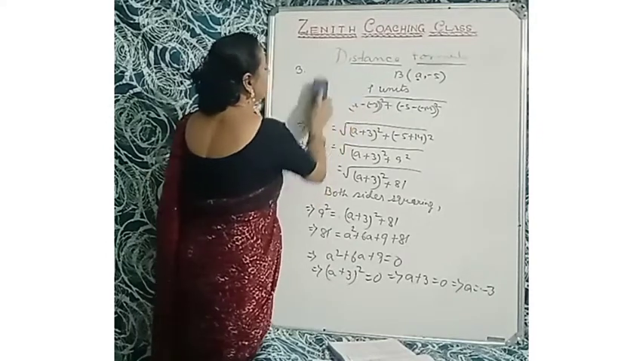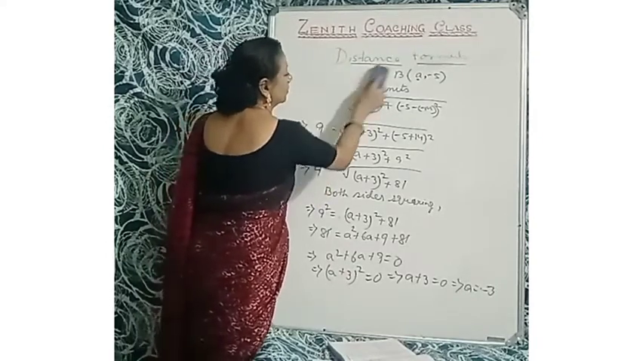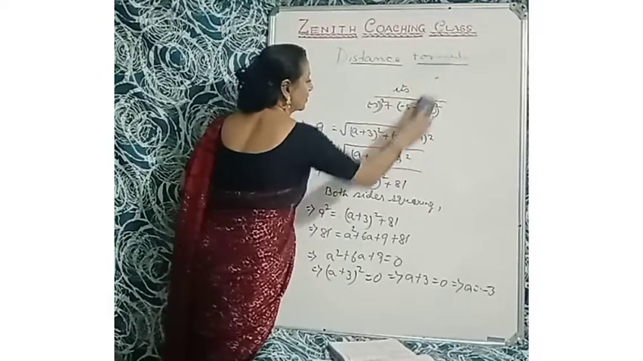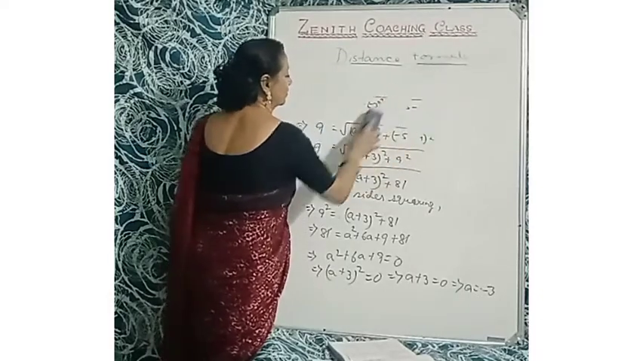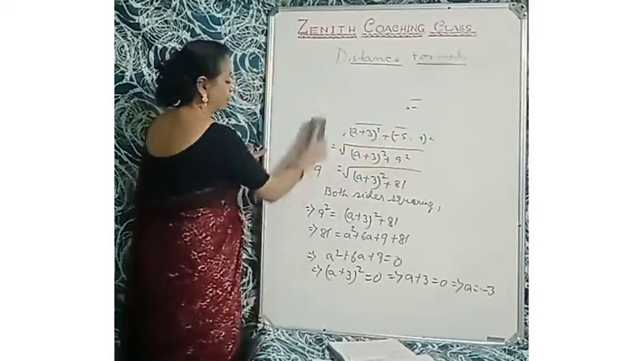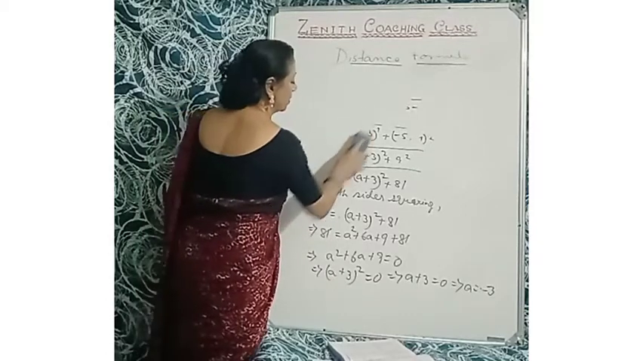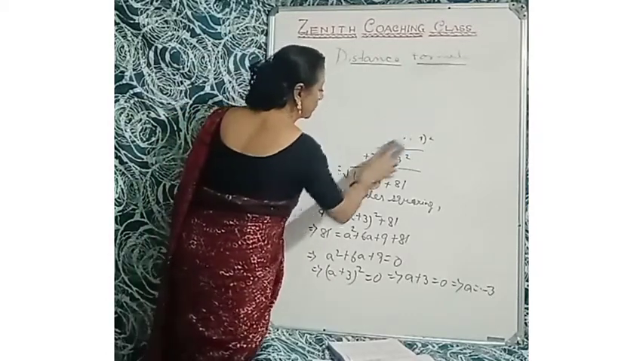Now we move to question number 4. Very easy sum. Don't worry. It is a scoring chapter. We will obtain good marks in the exam.